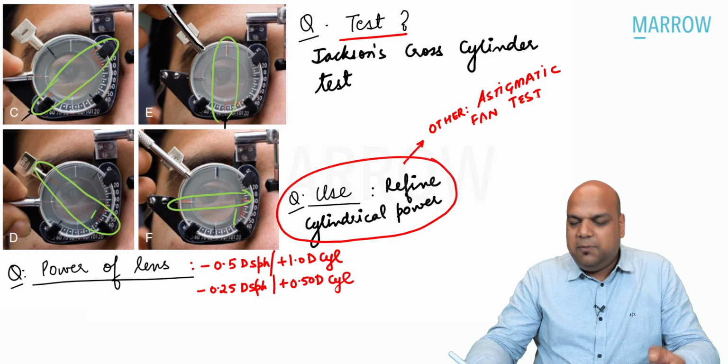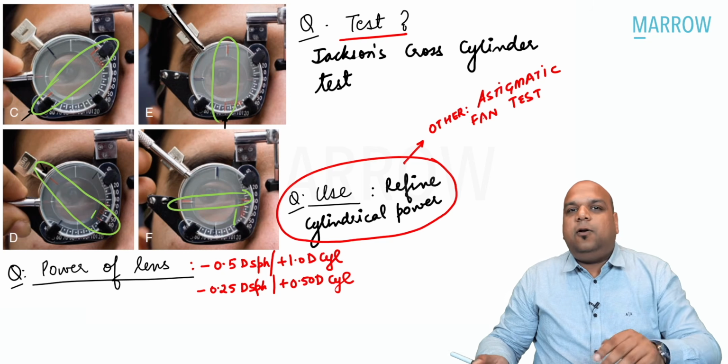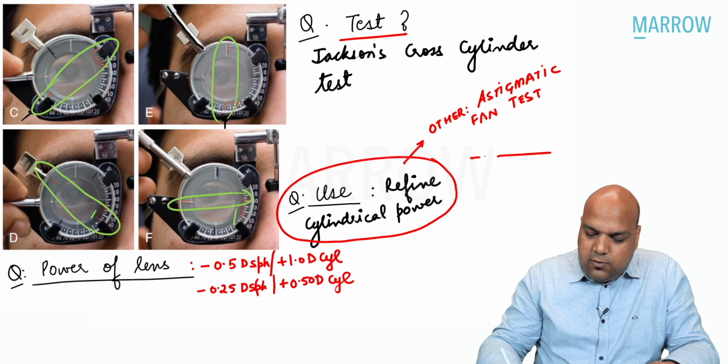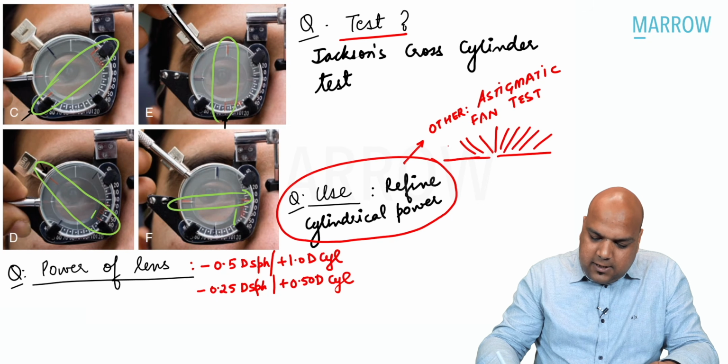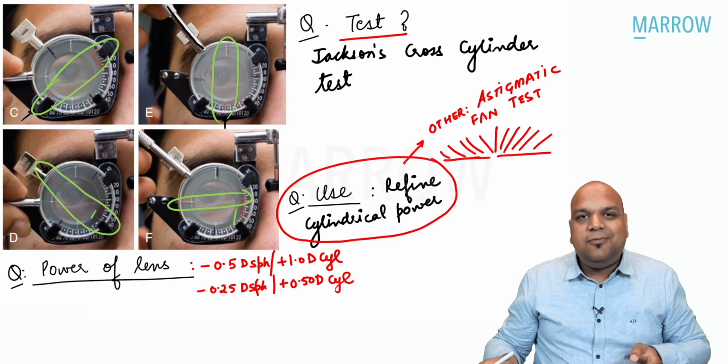So see, from one image, this is what I'm trying to teach you. From one image, we can try to remember a lot of questions. What is astigmatic fan? It looks like a fan which is opening. Oh, the photo was like this, that there will be a lot of lines drawn like this. So if I get such an image, it will be the astigmatic fan test. Yes, so that's the beauty of revision.